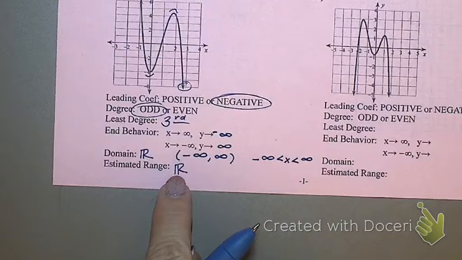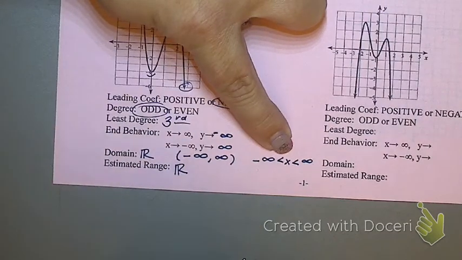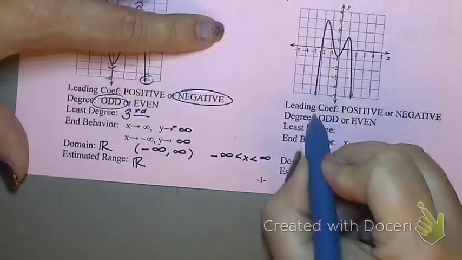Same thing with the range. You could use this notation or this notation. The only difference is if you use this one, you have to put y. Okay? All right, leading coefficient here.